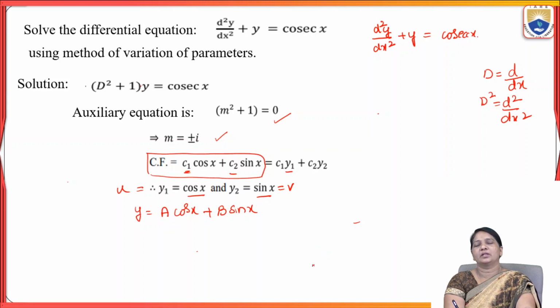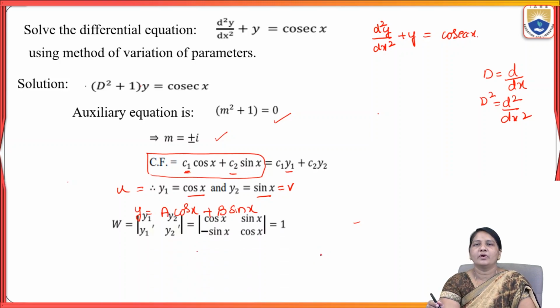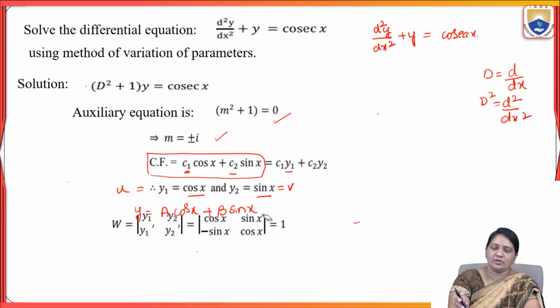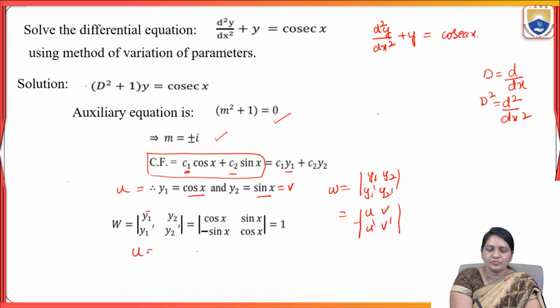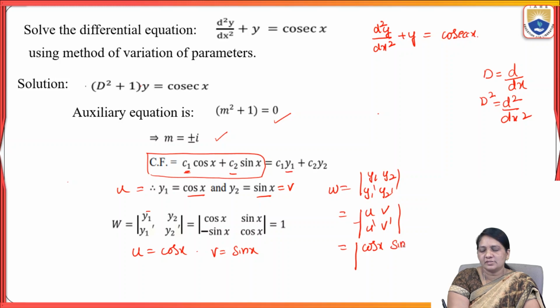After calculating the first step, what are we going to do? We are going to calculate the Wronskian value. What is the Wronskian value? W equal to y1 y2, otherwise you can also write u1 u2. So I am writing here u, v, u dash, v dash. What is the u value? U value is cos x and v value is sin x. So I am replacing here cos x and here sin x.